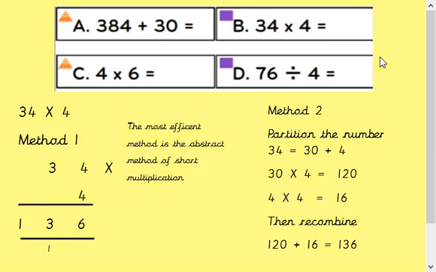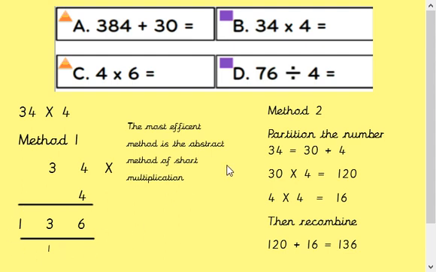The next question is 34 times 4. Now I'm going to look at this in 2 different ways. The first method, we're going to look at the most efficient method, which is that of short multiplication. So you can see I need to line up my columns. I've got 34 and 4. First thing we need to do is say 4 times 4. Okay, it's 16. You can see I've got the 6 in the ones column, but I need to carry the 1 across to the tens column. And then 4 times 3 is 12, plus 1 would be 13. This gives me an answer of 136.